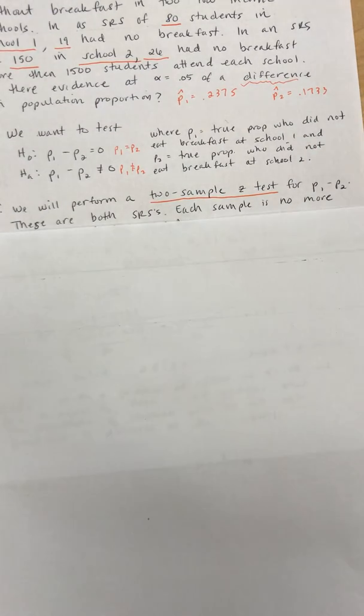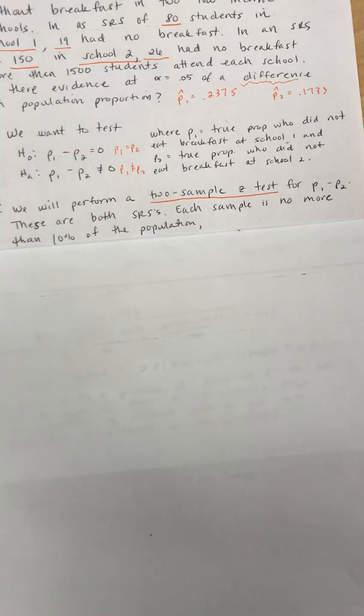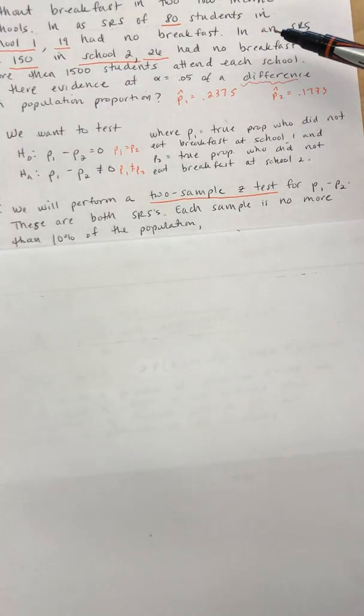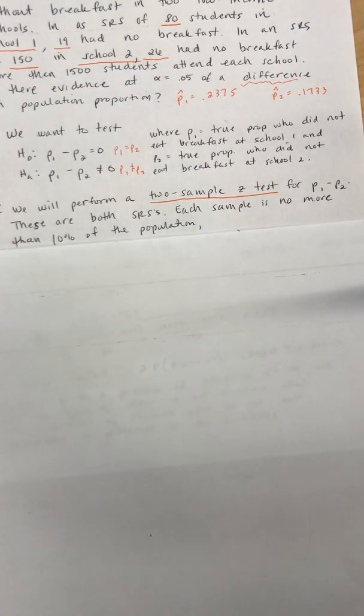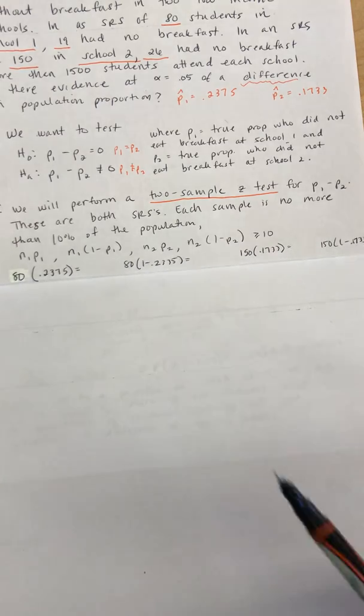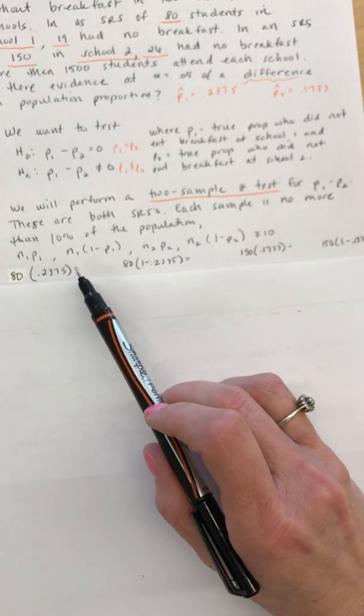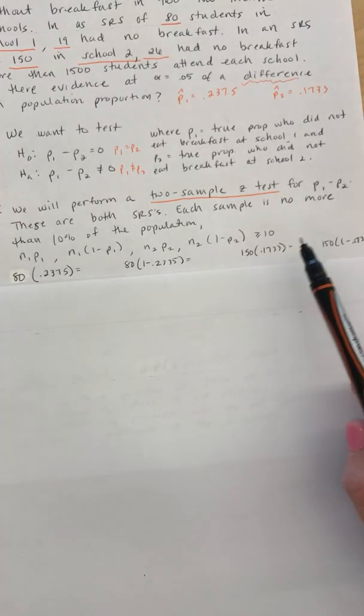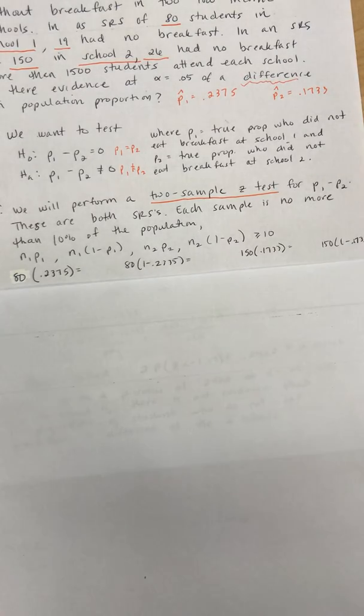They're both SRSs. Each sample is no more than 10% of the population, because they say up here that each school has more than 1,500 students, so I'm good. And then we have to check all 4 of these. I didn't actually type them in the calculator, but you should. You're going to check them all and make sure they're all greater than 10, and they definitely are, so I'm not concerned.